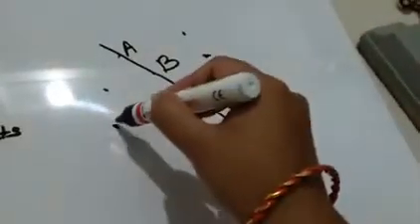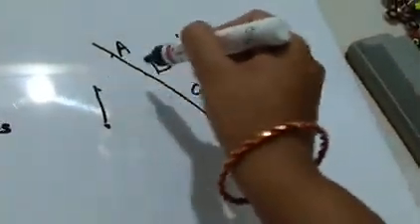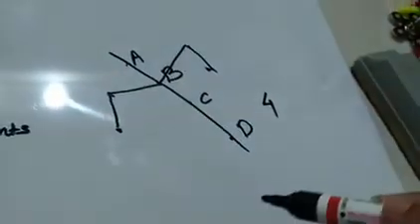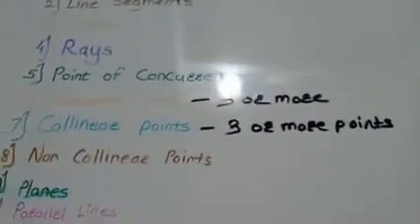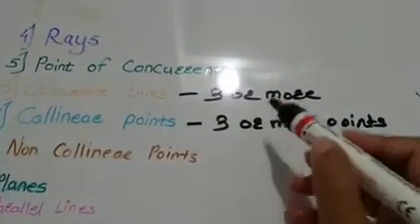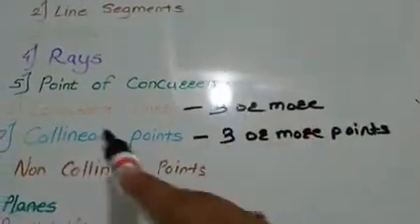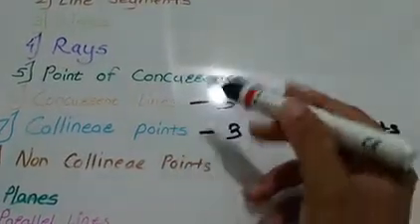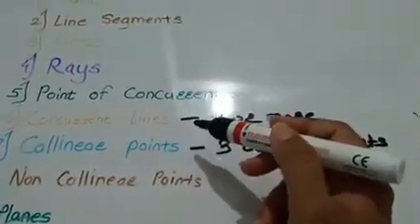And what about the remaining points? The points through which we are not able to draw a single line are called non-collinear points. See the difference among these? They are a little bit similar, it looks the same, but there is a difference among them.